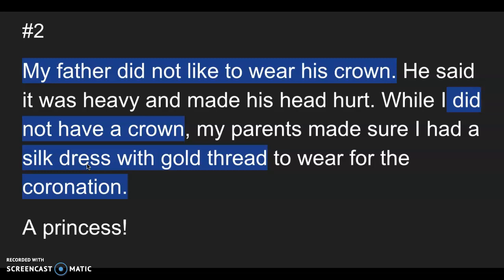So, one of the clues was that my father did not like to wear his crown. So, the dad had a crown. But the second clue is that I did not have a crown. So, this person doesn't have a crown yet. So, it can't be the king or the queen. Next, she had a silk dress with gold thread. It's a fancy dress right here. And last, she was going to this very important ceremony, the coronation. These are the text clues that you can read and find and infer that this is a princess.